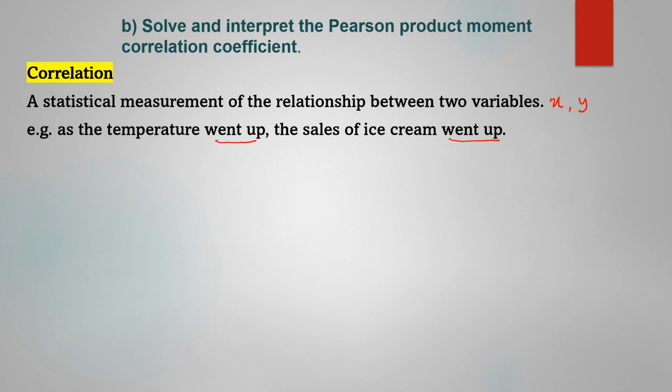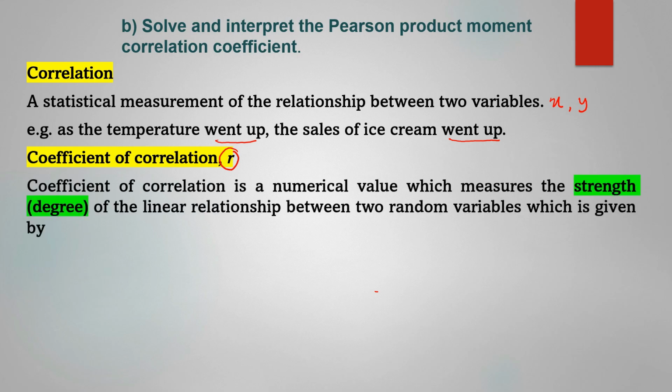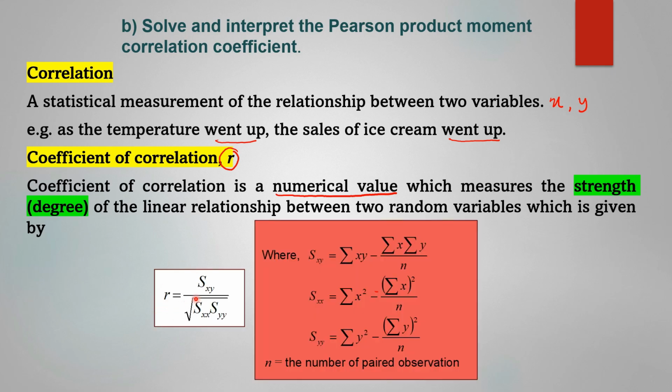The next one is the coefficient of correlation, which is denoted by R. What is the coefficient of correlation? The coefficient of correlation is a numerical value which measures the strength or degree of the relationship between two random variables, which is given by R equals Sxy over the square root of Sxx times Syy.